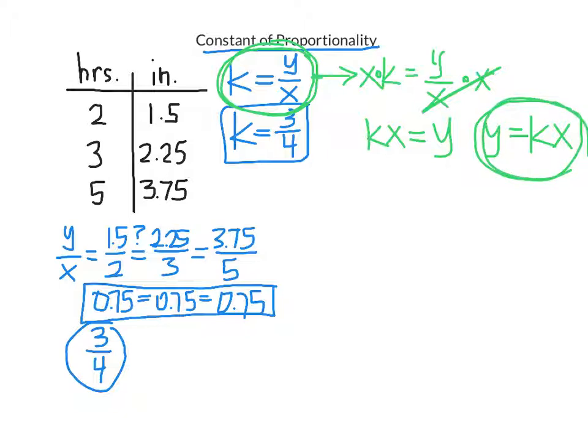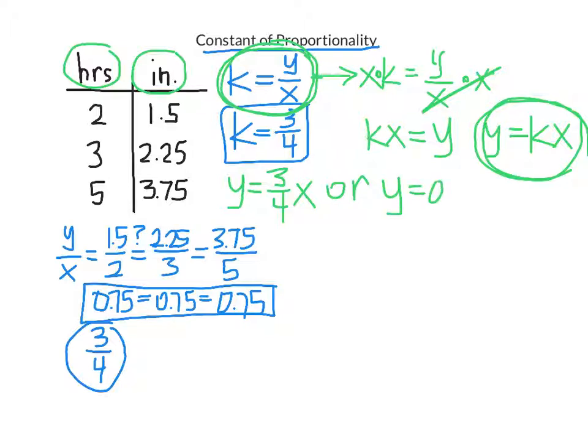So if I were now going to write the equation for the number of hours it's been raining compared to how many inches have accumulated, if it's raining consistently, then y equals 3/4 x, or for every hour 3/4 of an inch accumulates. It would still be okay to write the equation as y equals 0.75x. Both of those are correct.